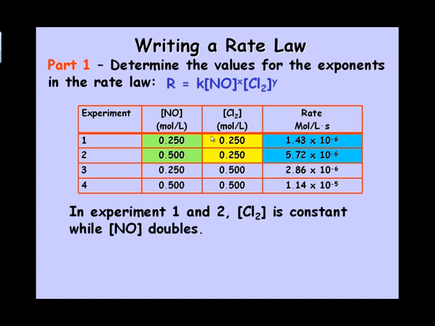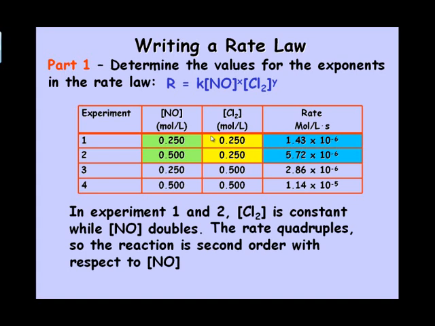The Cl2 is constant. And then take a look at the rate there. What happens to the rate of the reaction? If you do the math, the rate of the reaction actually quadruples. When you have a doubling in concentration of a reactant and the rate quadruples, that means that reaction is a second order reaction with respect to the substance that's changing concentration. So it's going to be second order with respect to NO. Okay, so we can substitute then the 2 in there for the x. So we know the exponent there for NO is a 2, so it's squared.